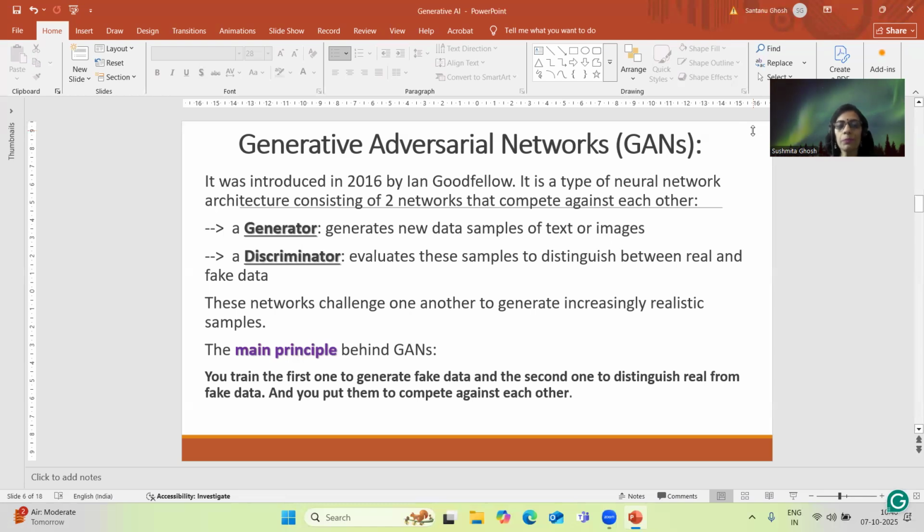Okay, so the main principle behind these generative adversarial networks is you train the first one to generate fake data. I mean, I'm not trusting what he's generating. And the second one to distinguish the real from the fake data. Okay? And you put them together to compete against each other. Make them clash. By clashing again and again, ultimately what you're going to get is the best output. Rather than this being done with the user, where the system generates one and you say no, this is fake, this is not the way it should be looking like.